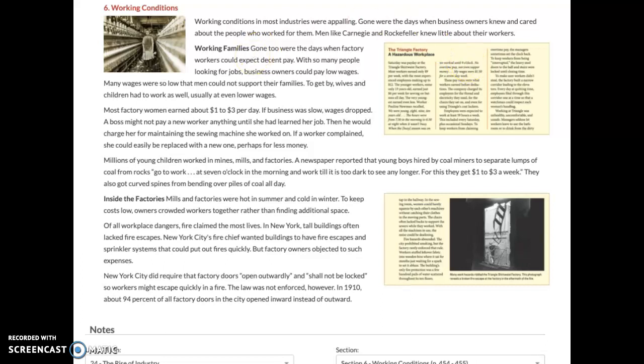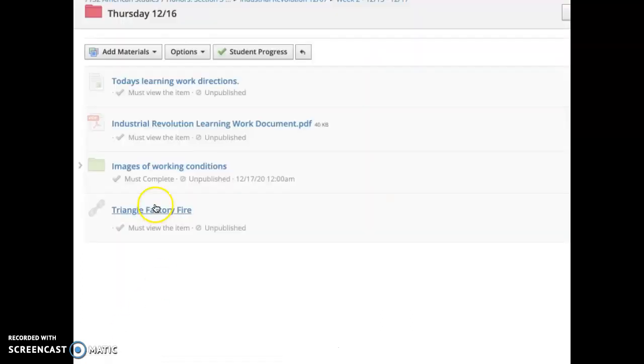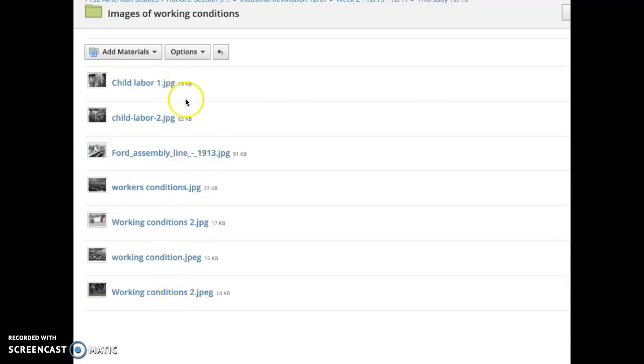And then you're going to go back to today's folder. And in today's folder, you'll see that there is a folder called Images of Working Conditions. You're going to open that up and you're going to look at the images. And as you look at them, then you're going to go back once again to those working conditions and add in any new things that you find out about where they worked and how they were treated in those environments.